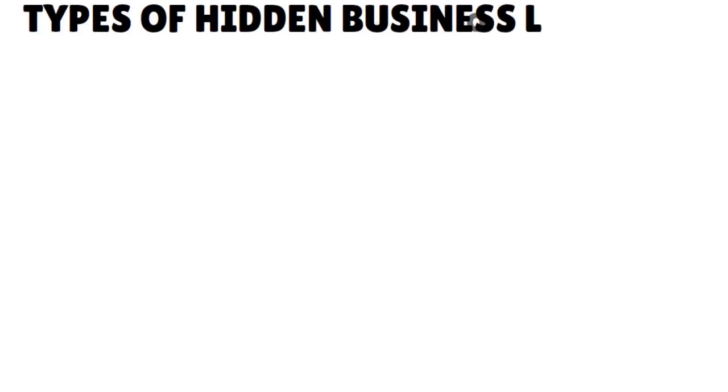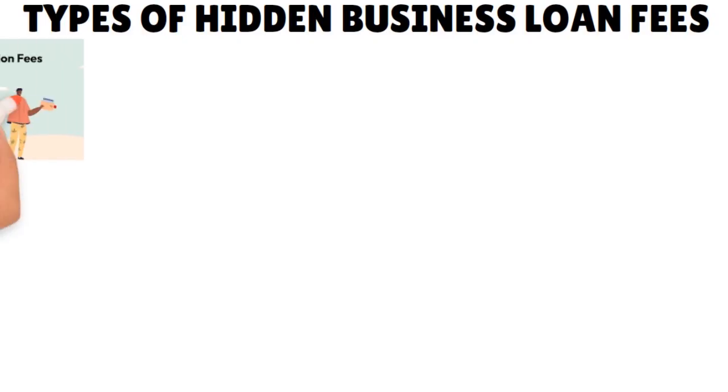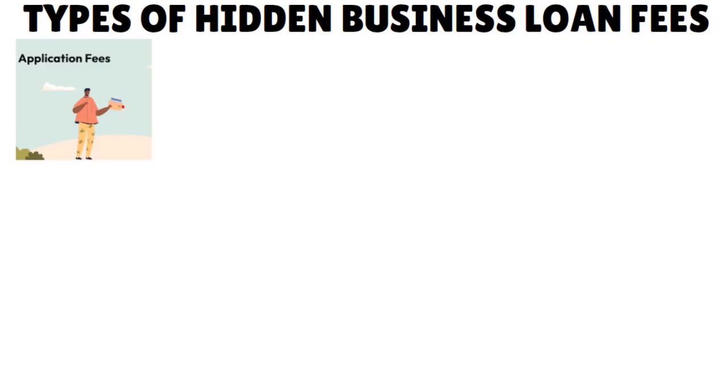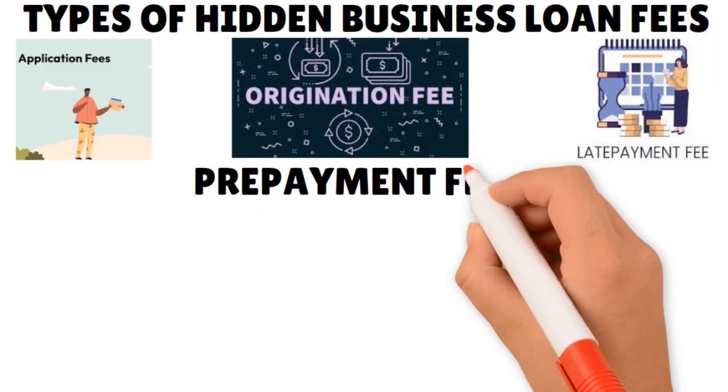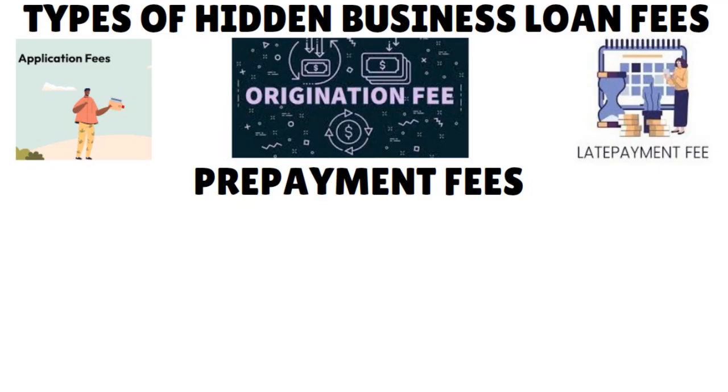So let me talk to you about the types of hidden business loan fees. If you think about reading a business loan offer, you have to pay attention to a few fees. For example, you have application fees, origination fees, late payment fees, and prepayment fees. I want to dissect each of them, so you have a clear idea what they mean.